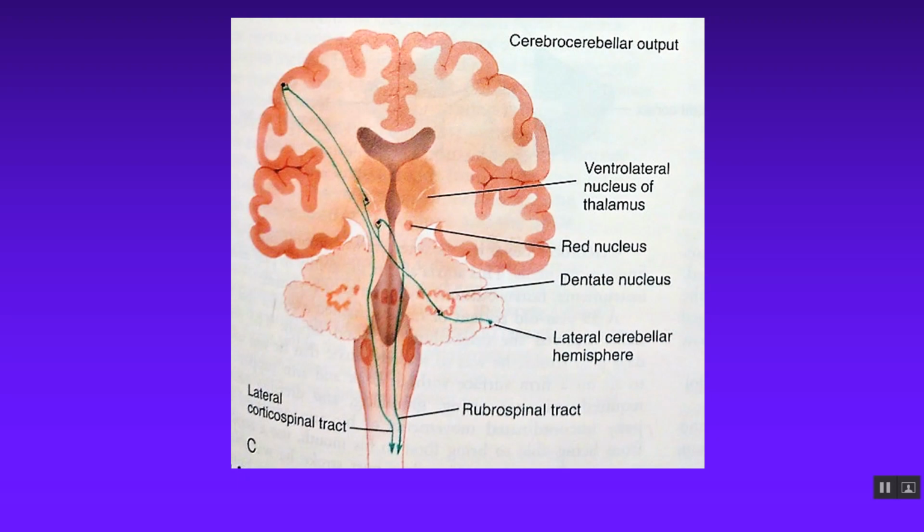Then this is the lateral hemisphere. Here's a Purkinje cell out in the cortex of the lateral hemisphere projecting to the dentate. Then the dentate is going to project to the red nucleus right here. There's a little branch here going to the red nucleus, but then it also has to go through the thalamus and up to the cortex to influence the descending lateral corticospinal tract fibers.